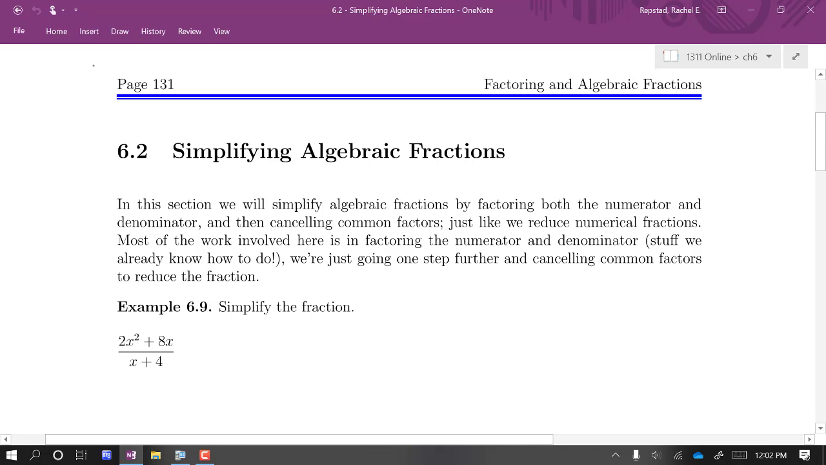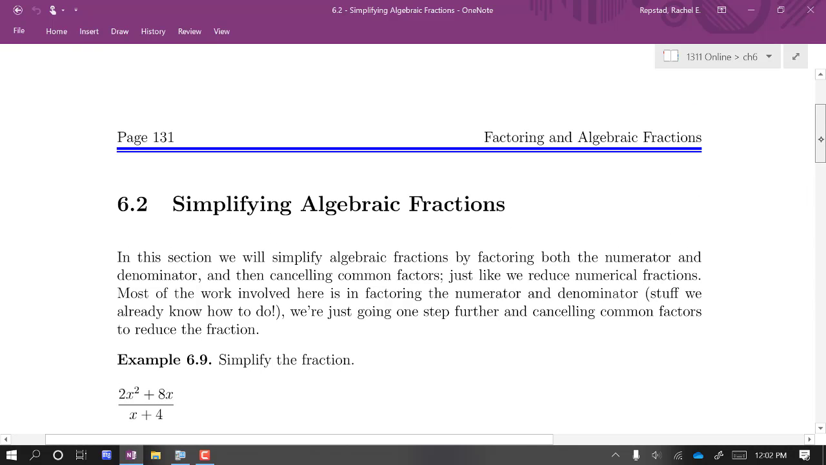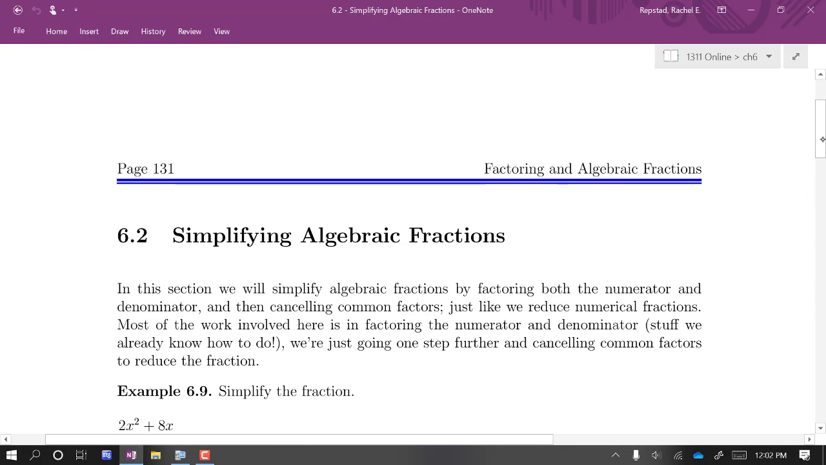Right, in this section, we're going to use the skills from the last section. We did a bunch of factoring, and we're going to simplify some algebraic fractions. So this is not unlike simplifying or reducing a numerical fraction. So just up here in the top margin, say, if I wanted to reduce the fraction 15/24.